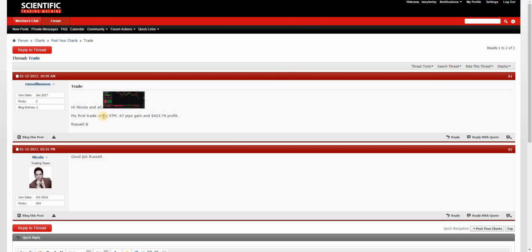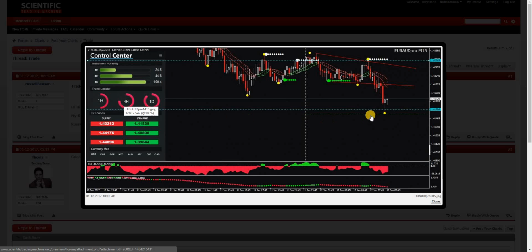All right, hi Nikola and all. My first trade using STM, 67 pip gain, $423 in profit. Good job, Russell. All right, so as we can see here, definitely looking for a short. All 3 higher time frames are red. Everything's lined up here. Swing and signal dot are actually right on top of each other.